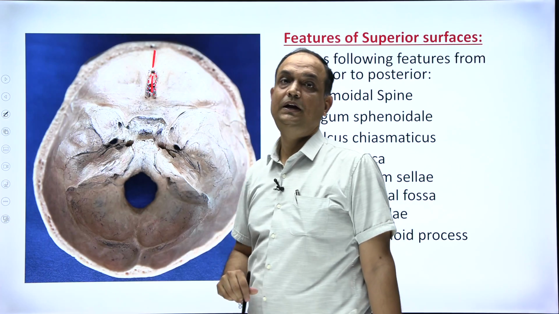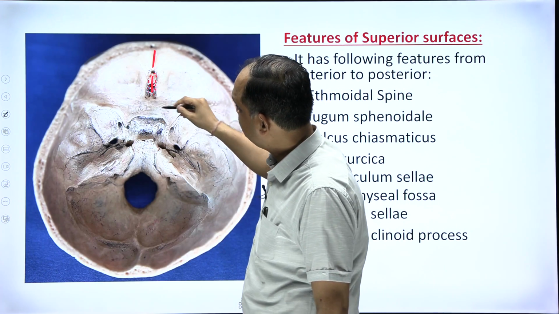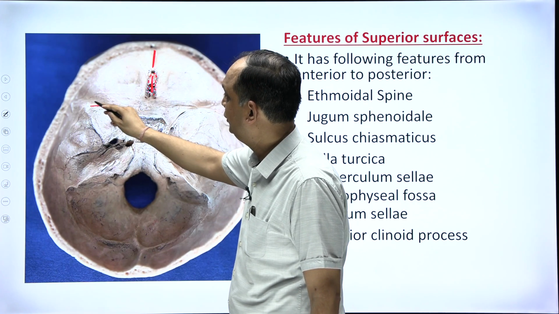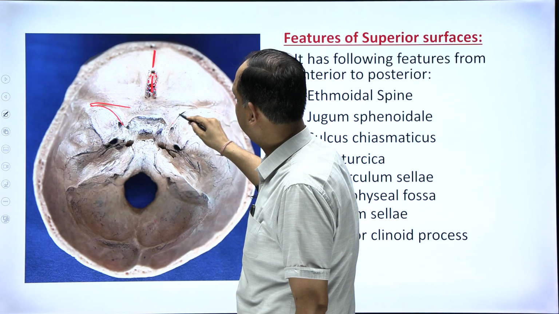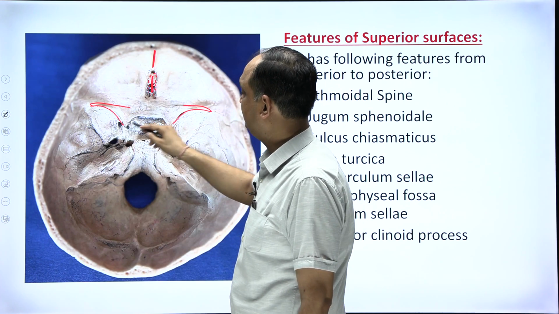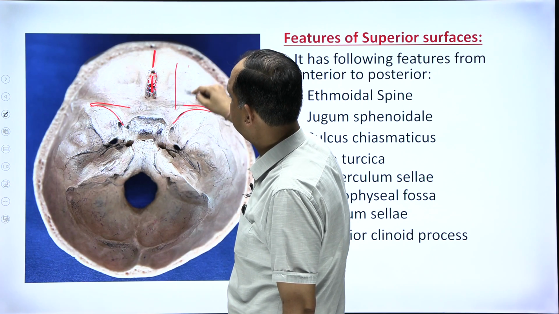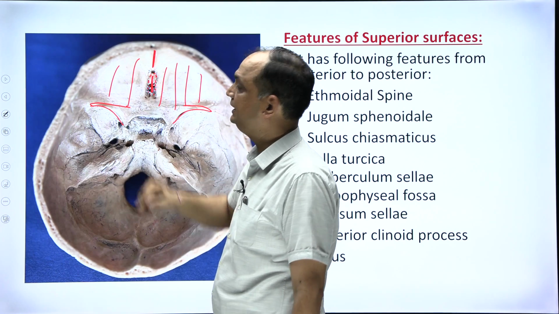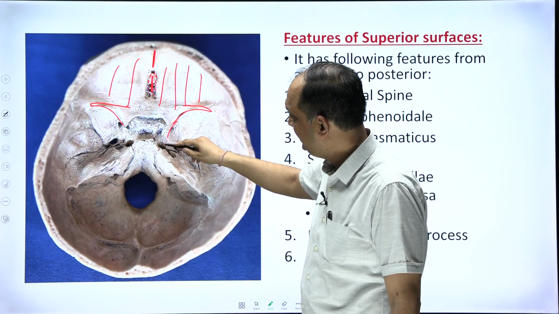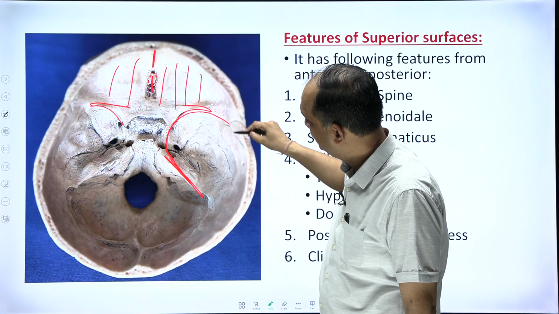This cribriform plate is a part of the ethmoid bone, and when you go posteriorly, here you will have the lesser wings of the sphenoid bone. These are the lesser wings of the sphenoid bone. Now this posterior margin of the lesser wing is actually the posterior border of the area known as the anterior cranial fossa.